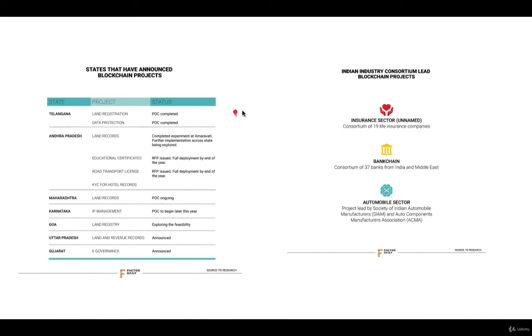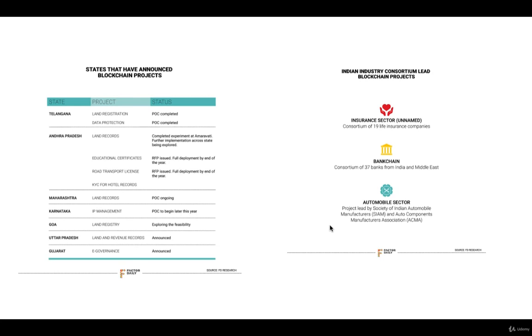Apart from the states that have announced the blockchain projects in India, there is also a list of Indian industry consortiums which are working on blockchain projects. So, for example, in the insurance sector, we have a consortium of 19 life insurance companies coming together. Bank chain, we have a consortium of 37 banks from India and the Middle East coming together. In the automobile sector, the project is led by the Society of Indian Automobile Manufacturers, that is SIAM, and the Auto Components Manufacturers Association, that is ACMA. And all these consortiums are looking at adopting blockchain within the organization as well as across the consortium.